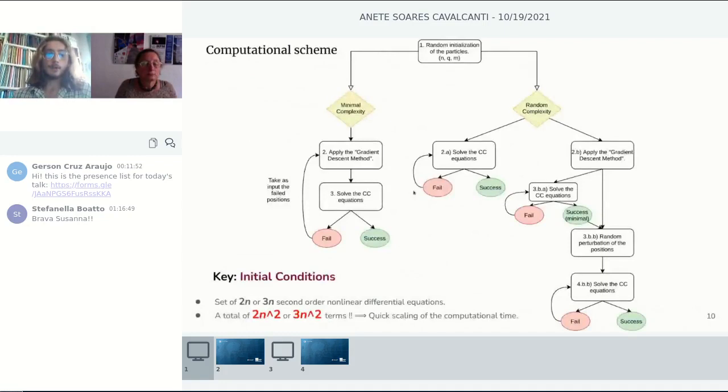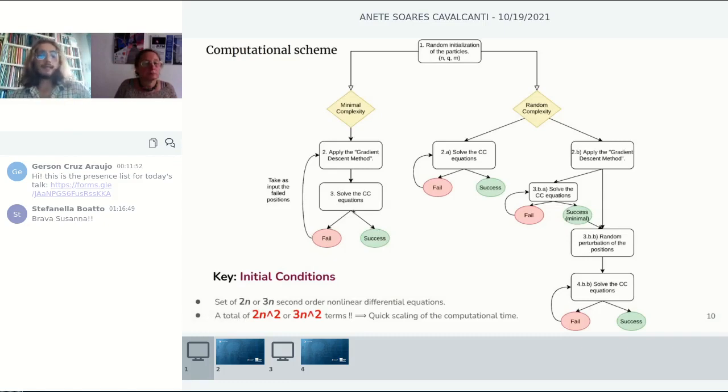Okay, so what would be the computational scheme that we have used? It has been a very simple computational scheme. Basically, first we randomly initialize the particles. And then we have two paths. First, we can choose a minimal complexity figure. These are much easier to compute and much faster. Then we apply the gradient descent method, and then we solve the central configuration equations, and we see if we have been successful or not.